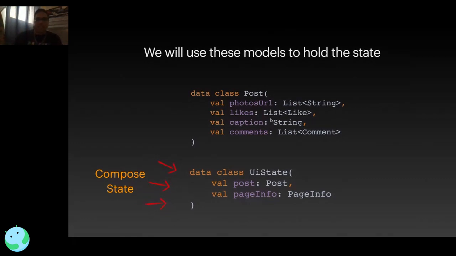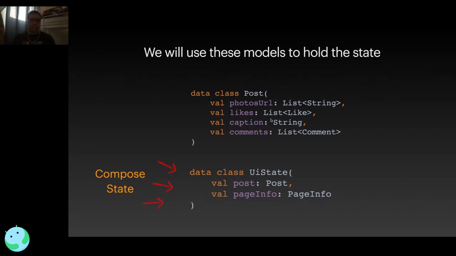And the class that we will actually use as a state, like in the view model when we are creating the state, is this UI state class that will contain a post and a page info. The page info, because remember that at the top of the post, you will see the name of the page and the profile picture of the page, and also in the caption, first you see the name of the page in bold.